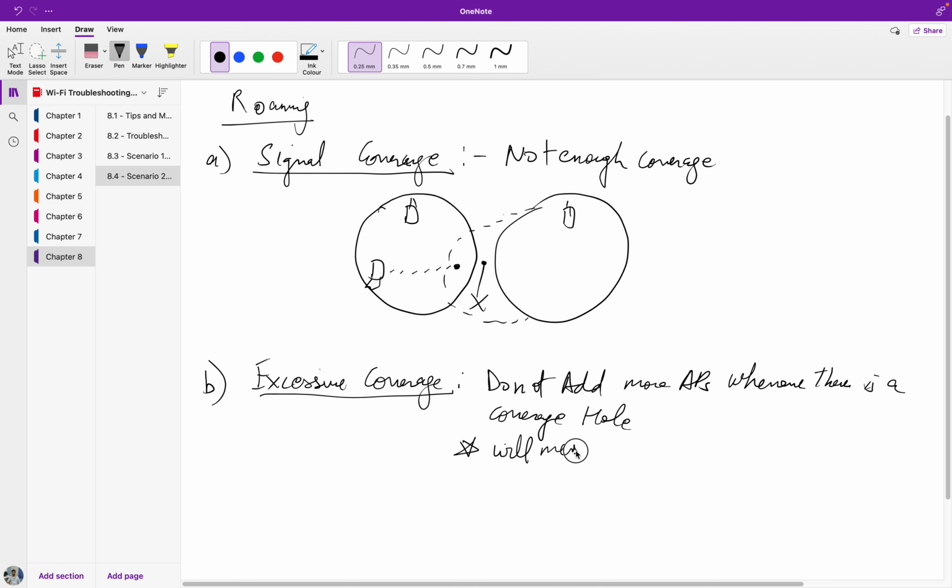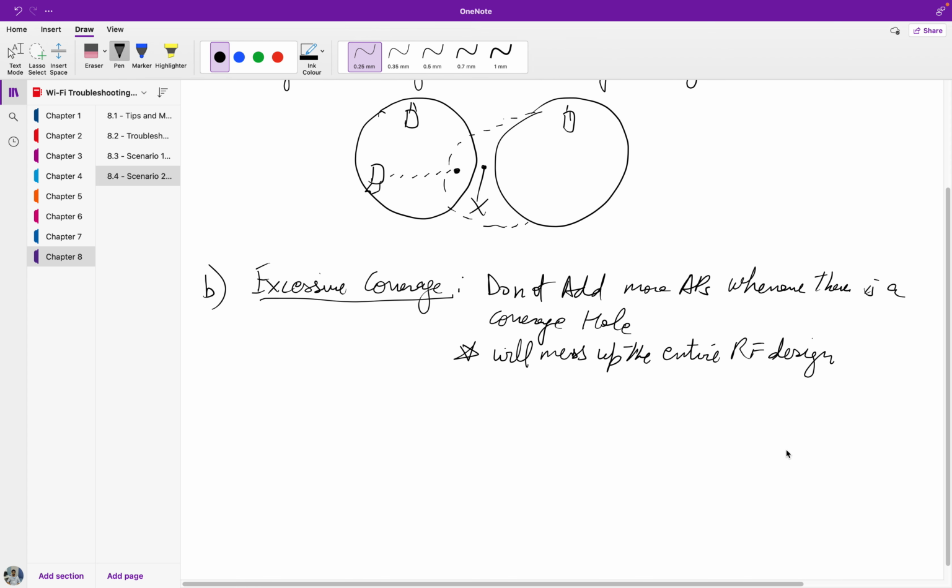Will mess up the entire RF design done. Okay, now how will it look if you have excessive coverage?